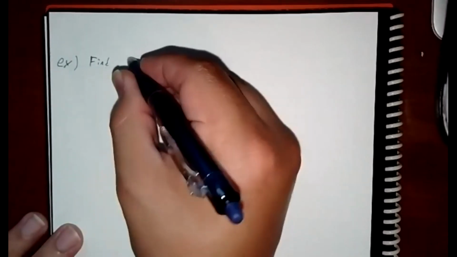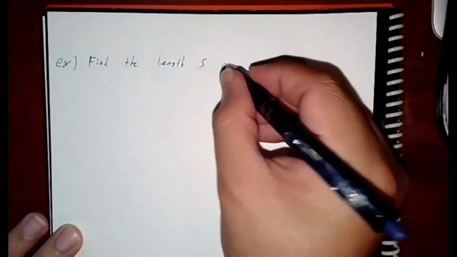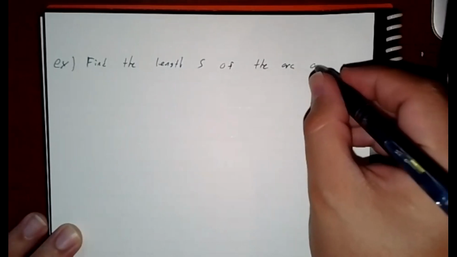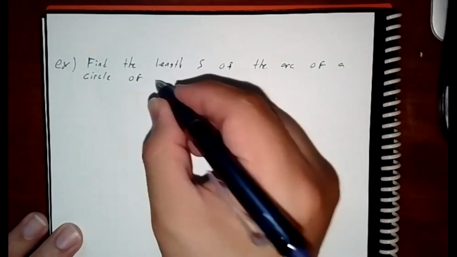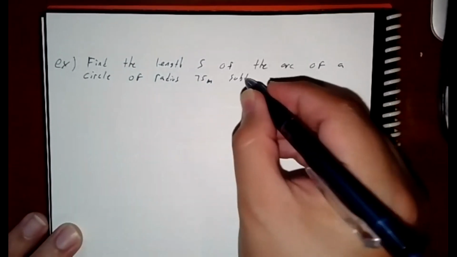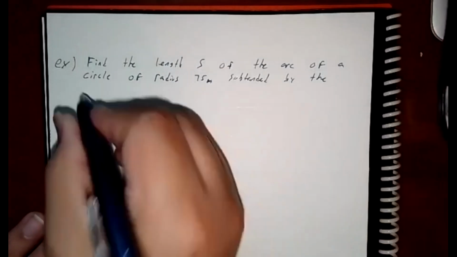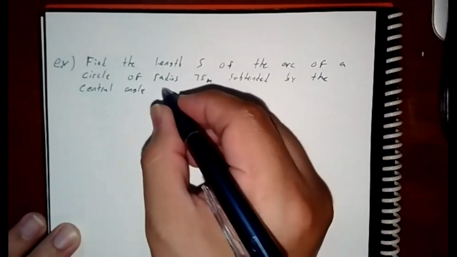So find the length S of the arc of a circle of radius 75 meters, I guess, subtended by the central angle (30°).